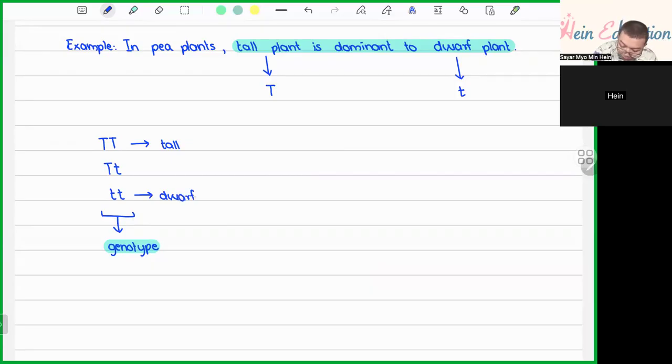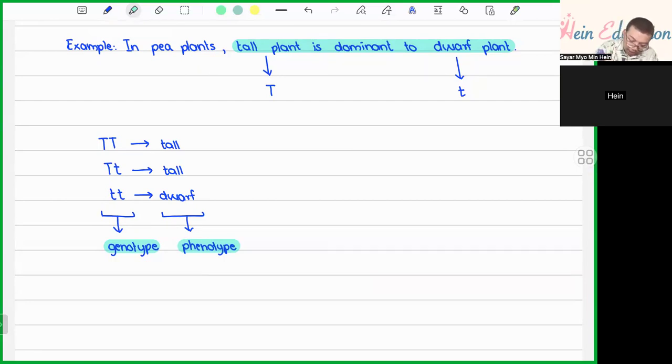So when we have both capital T and small t, and we already mentioned that a dominant character doesn't need both, only when one is available, it can show the character. So capital T small t would also be a tall plant. So tall and dwarf are the phenotypes, right? Let's just say they are the physical features or the physical characteristics. So we got dominant, recessive, genotype, and phenotype.